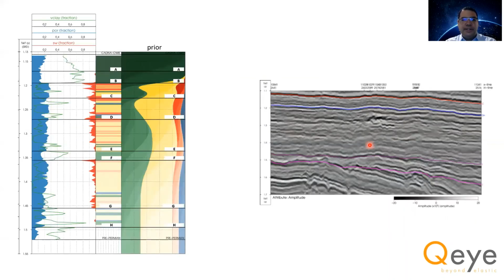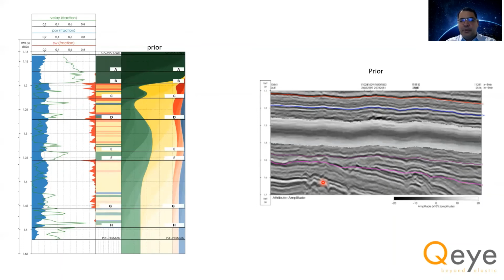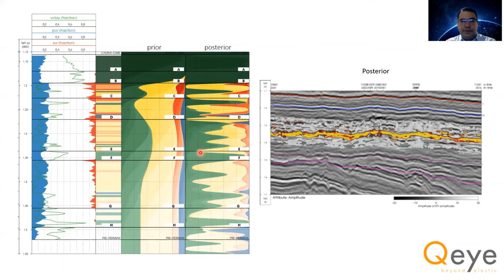Now, here is the data of one of the wells. Here we have the petrophysics, the interpreted phases, and here are the priors, the prior probabilities for each one of those phases at each time sample. And on the right is the seismic data. Now we have overlaid on this seismic section the prior probability of finding the blue phases, which was the target in this study.